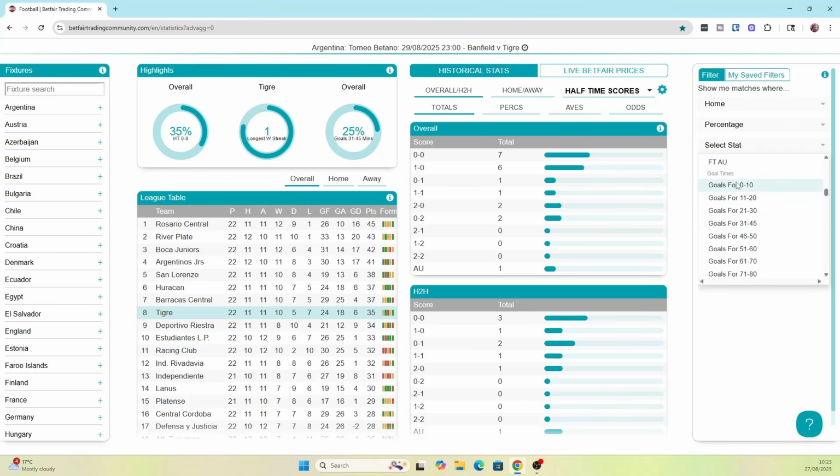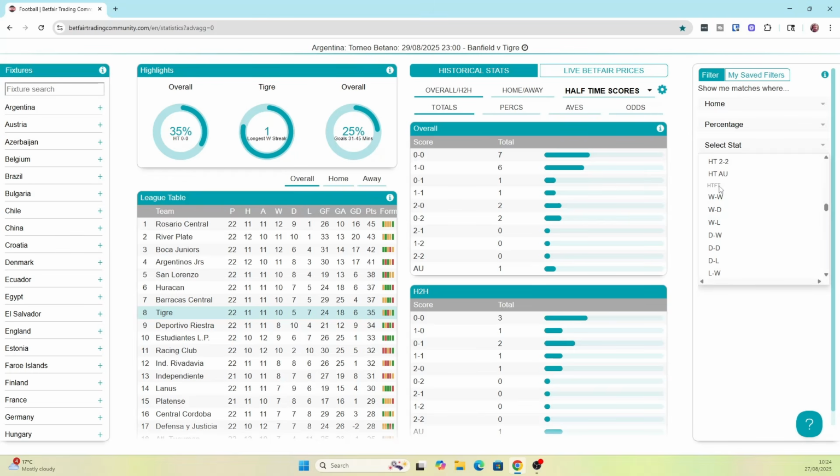This is goal times, okay? So goals for 0 to 10 just means 0 to 10 minutes. Goals scored in 11 to 20 minutes. 21 to 30, okay? So that is just goals being scored for, and then goals against obviously means conceded, goals conceded in those time frames. Total scored, total conceded, fairly self-explanatory. Half-time score lines, exactly the same as the full-time ones, just for the first half instead. So when it gets to half-time, is the score 2-2? Well, that's what that stat will show you.